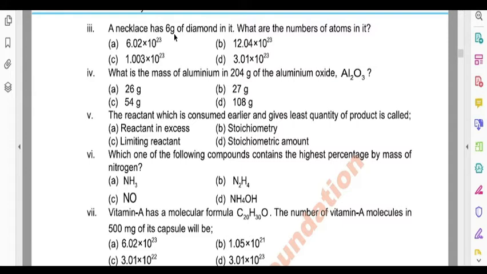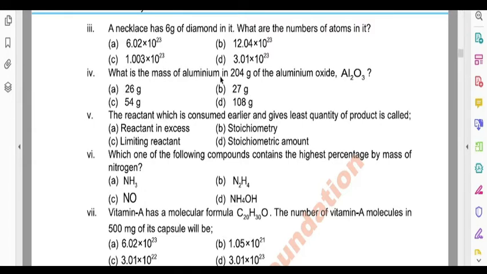And you know that 1 mole of anything contains Avogadro number of atoms. So half of the moles will have half of the number of atoms. And if you look at these answers, this is Avogadro number, so it can't be this. And if you go down to D, 3.01 into 10 to the power 23 is half of the Avogadro's number. 6 grams of diamond is equal to half of the moles, and half of the moles will have half of the number of atoms as that of the Avogadro's number. So D is the correct option in this case.